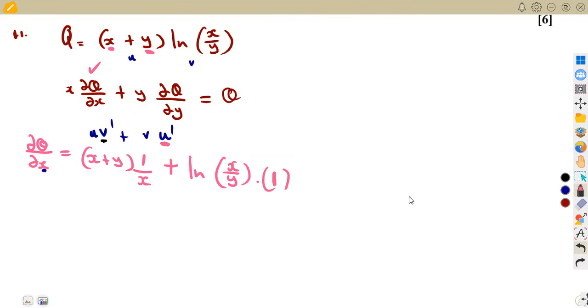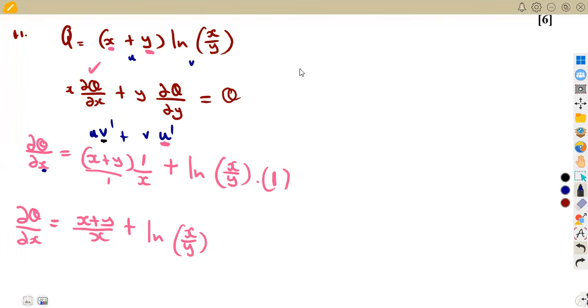Okay? So what we're going to obtain if we just simplify this, this we can just multiply. This is the same as over 1. So it's going to be x plus y over x like this. All right, x and 1 is going to be x, okay? Plus 1 times this is going to be just ln x over y. So you can just leave it like that, okay? So this is the derivative of q with respect to x.